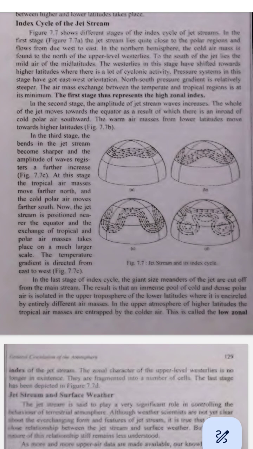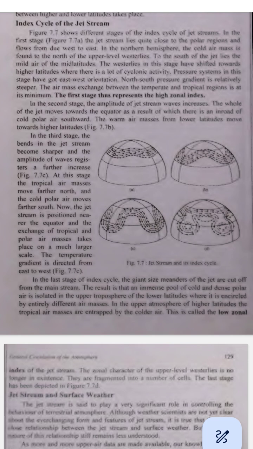What happens in the third stage? In this stage, the jet stream's waves become even bigger. The jet stream is now really wiggly, and this causes 1. Warm air masses move farther north. 2. Cold air masses move farther south. The jet stream is now closer to the equator, meaning the cold and warm air are mixing even more.